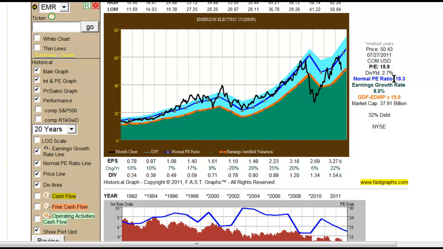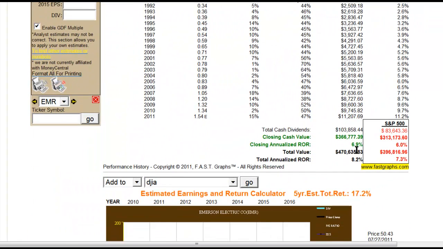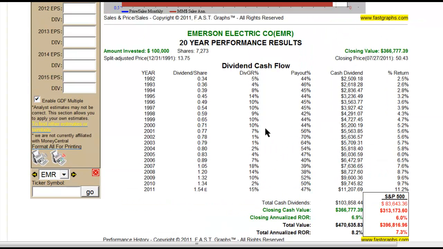It currently trades at 15.9 times earnings and has a dividend yield of 2.7%. If we look at the 20-year track record associated with this graph, we see that the earnings growth rate of 8% has generated about a 6.9% compounded rate of return. But like 3M, Emerson Electric is another company that has a very excellent dividend record. You can see they've increased their dividend every year since calendar year 1992.